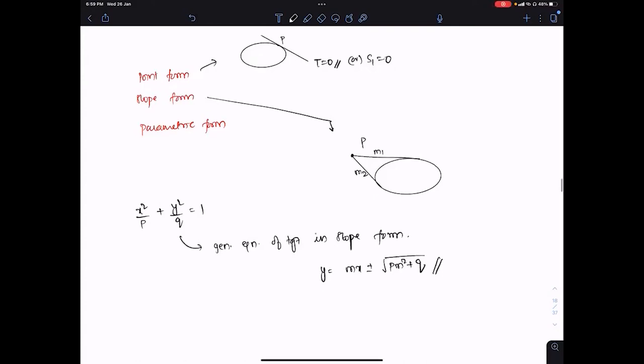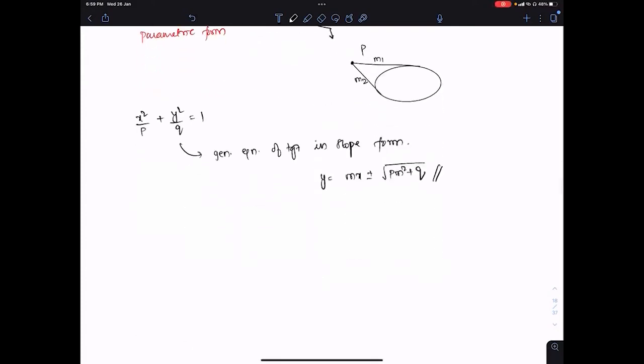Okay. So it may be an ellipse or hyperbola or circle, whatever it may be. If the equation of a curve is like this, then the general equation of tangent in slope form is given by y equals mx plus or minus square root of pm square plus q, like that. Okay. So let us take some examples.